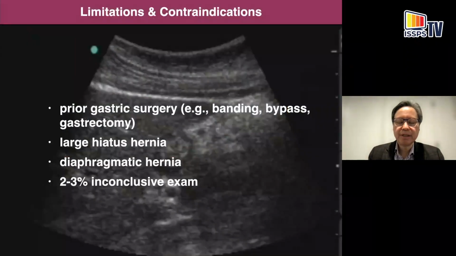But there are limitations of gastric ultrasound. Patients who have had prior gastric surgery, banding, bypass, or gastrectomy, obviously it is not going to be helpful. Patients with a large hiatus hernia or diaphragmatic hernia, and in about 2 to 3% of the cases, you just cannot get a good examination and they are inconclusive.